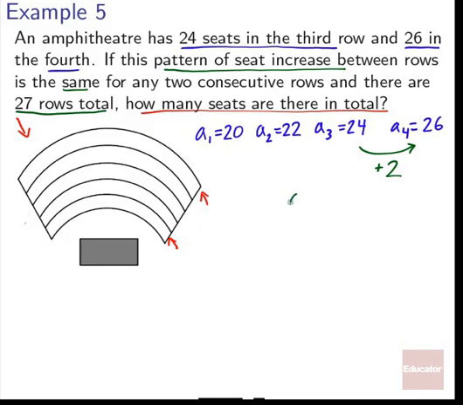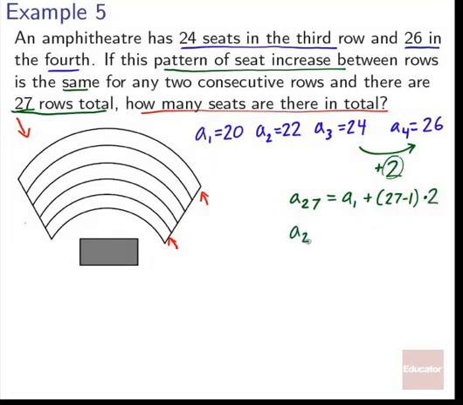So how many seats are there in the last row? A27 is going to be our last row because there are 27 rows total. A27 is going to be the number in the first row plus 27 minus 1, right? n minus 1, 27 minus 1, times our difference. Our difference is 2, so times 2.